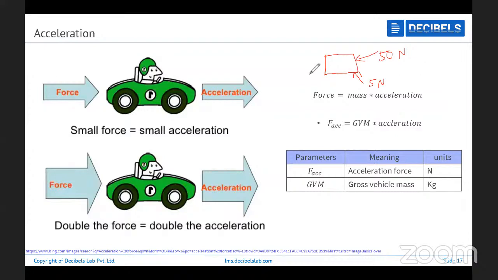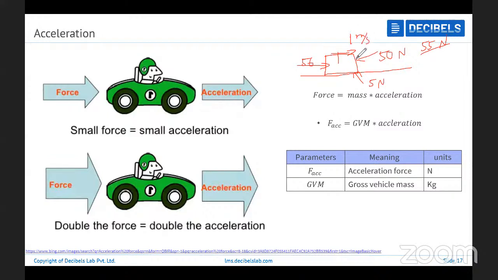Let's assume it's a flat road condition, so the gradient force is zero. If you add up these two, the total resistance is nothing but 55 newton. If you apply 50 newton here, the object is still not going to move. If I add 5 more newton, the values are going to balance at this condition. If you apply 55 and your resistance is 55, and I make it 56, this object will start moving with, let's assume, 1 meter per second.